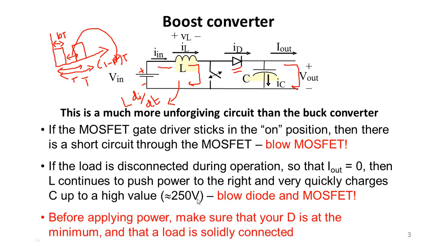This is the very good operation of your boost converter. Before applying power, you must always make sure that your D is minimum. Always check that your duty cycle is minimum, and then it goes. You must always ensure that your load is connected. Why? Because if the load is not connected, your capacitor C will blow off. The reason is that C tends to keep charging, so C will not have a path to discharge. So during on period, this will go like this.